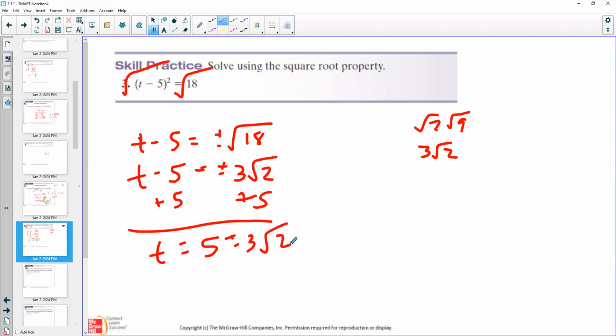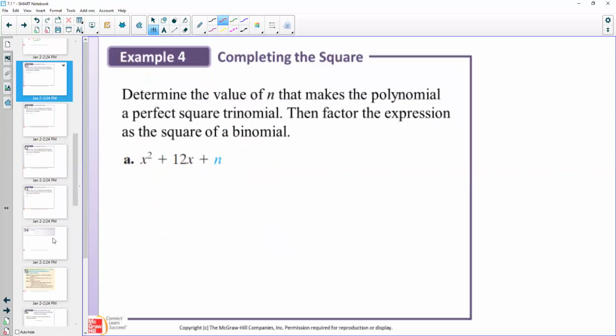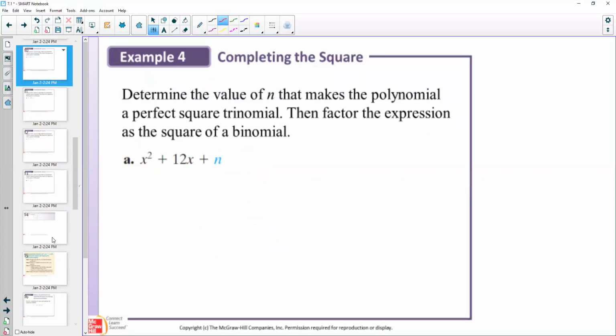Leave it like that. You do not have to feel compelled to make them into decimals. It is not important. Being able to get to here is important. All right, so now that's the square root property. Let's move towards completing the square.